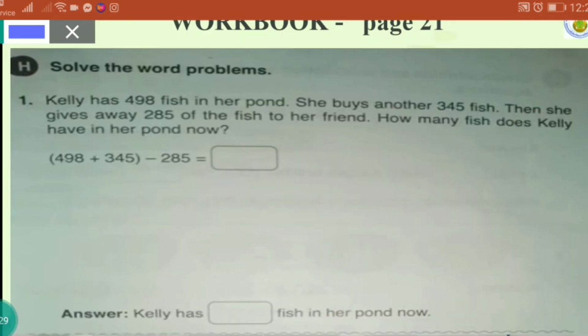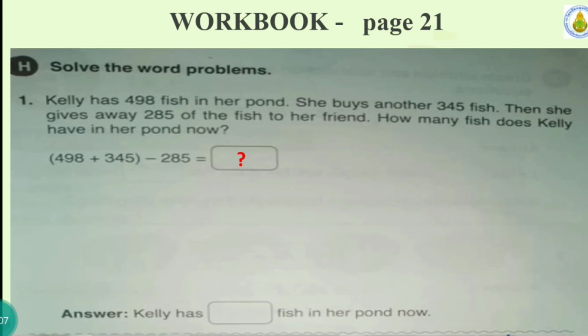Our working solution is 498 plus 345 fish minus 285. Because Kelly has 498 fish and then she buys another, meaning she adds 345 fish. So we're going to add, and then she gives away 285. So that will be our working solution. So let's find the answer.